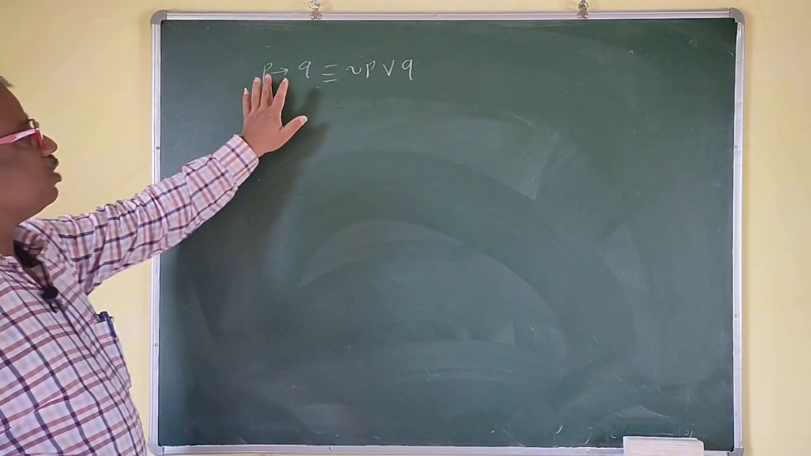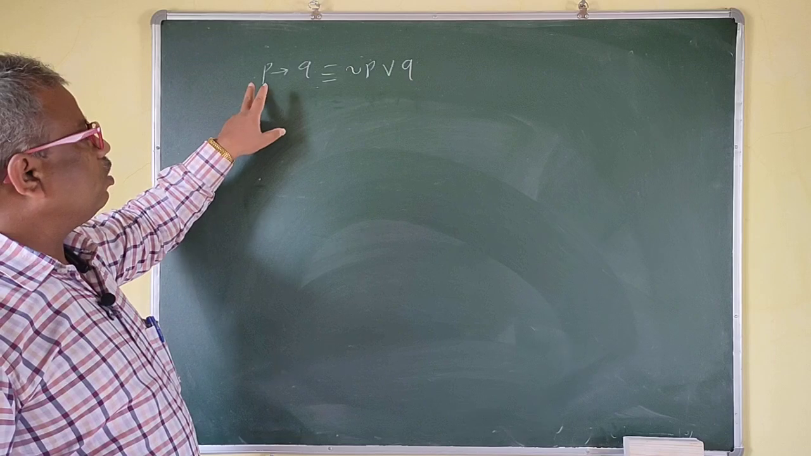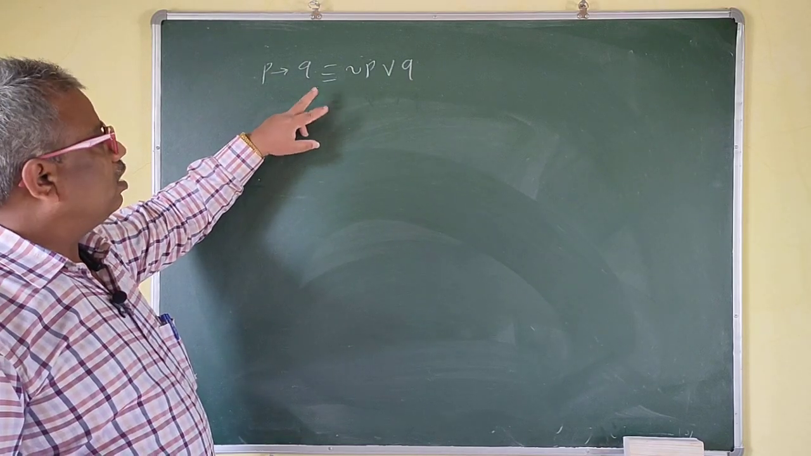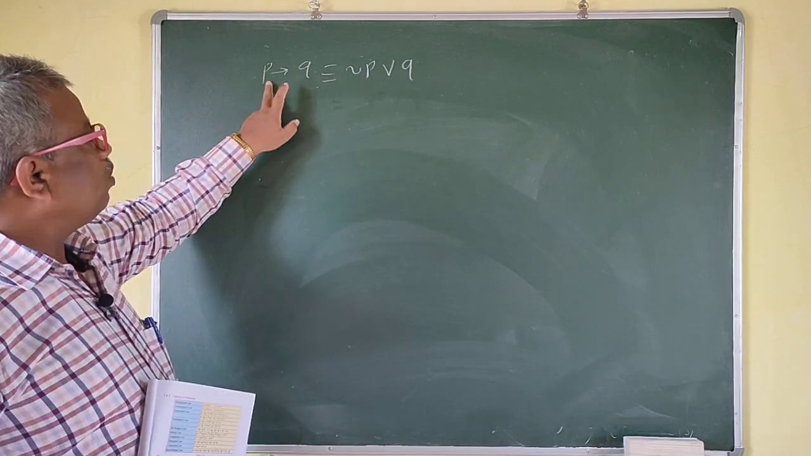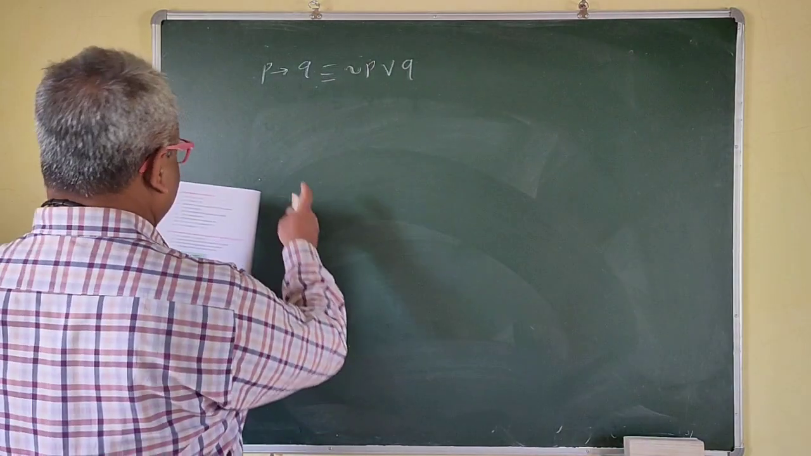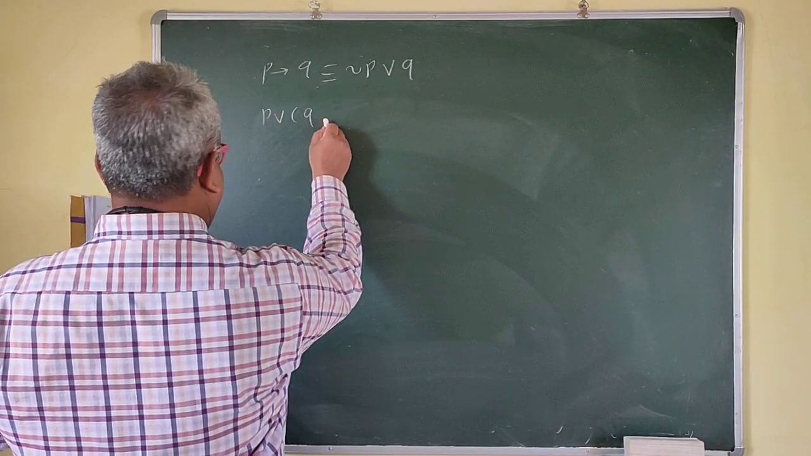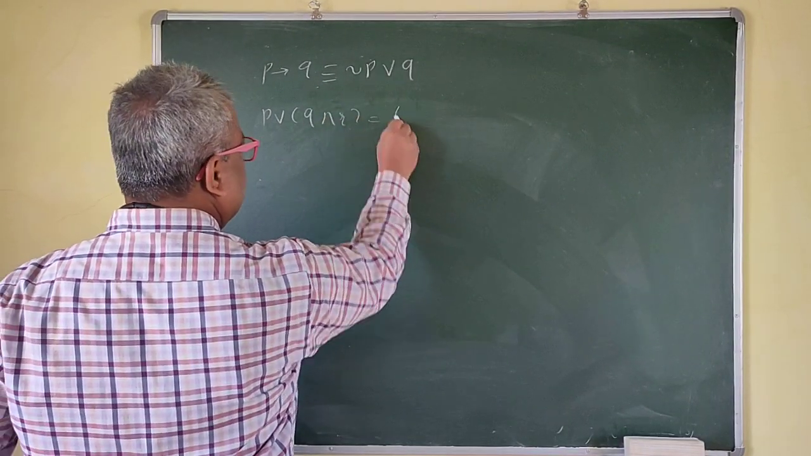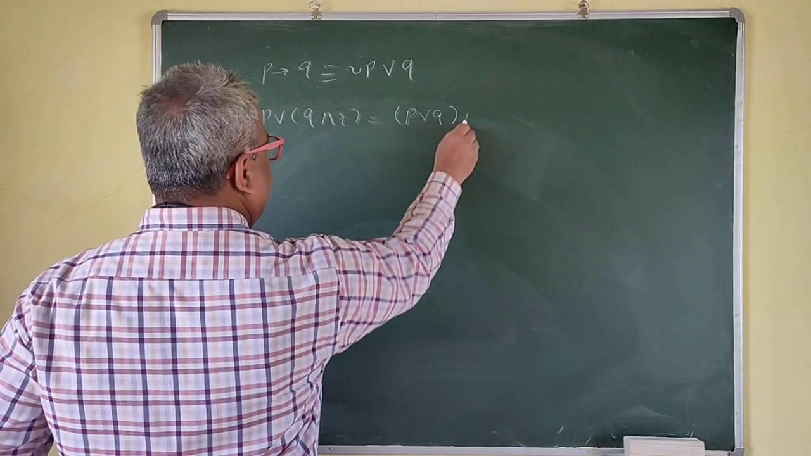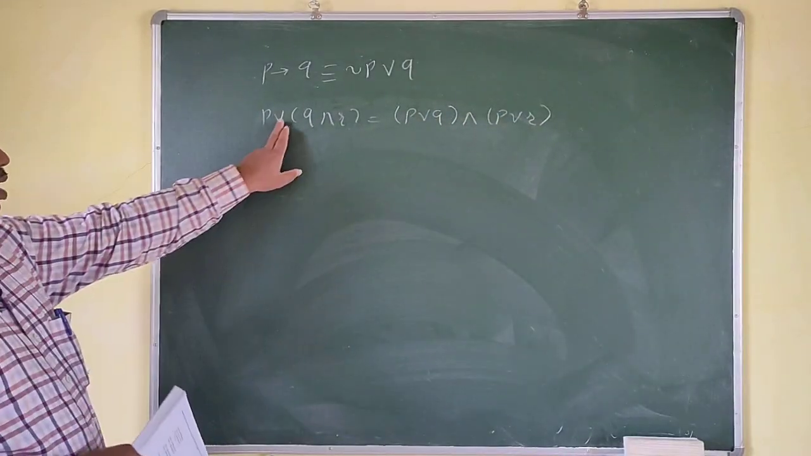Now what is the use of this one? See, this is if then. So the question will be asked like this: without using the phrase if then, rewrite the following statement. Then P implies Q is logically equivalent to negation P or Q. And so this is what: P and (Q or R), and P and R.